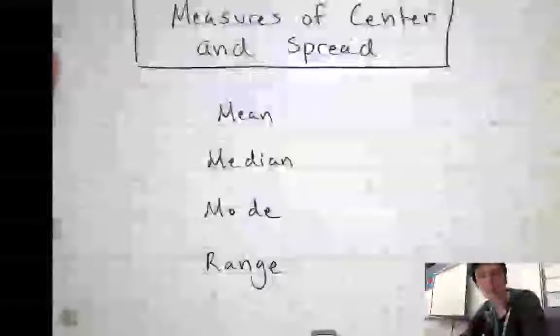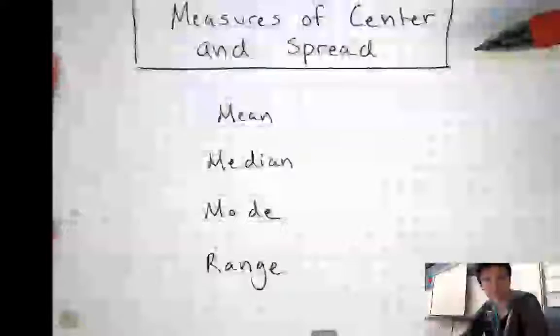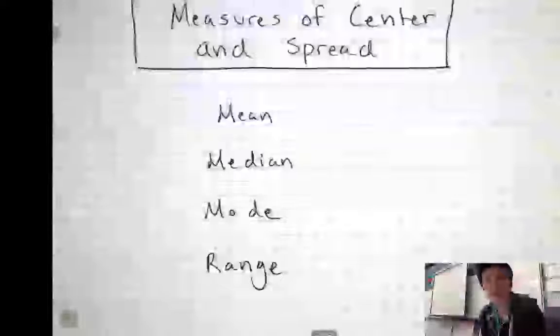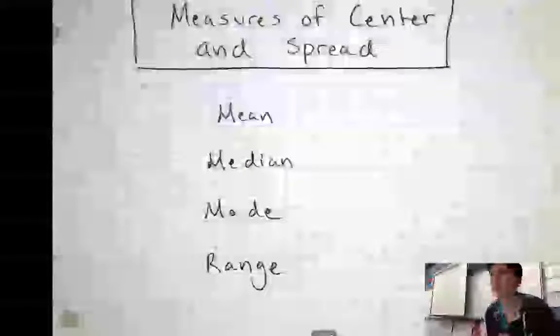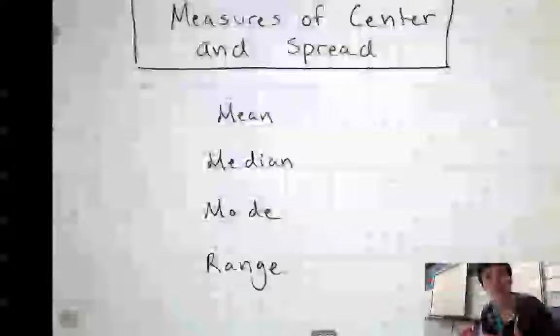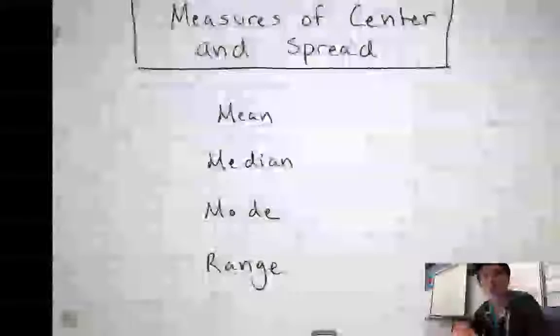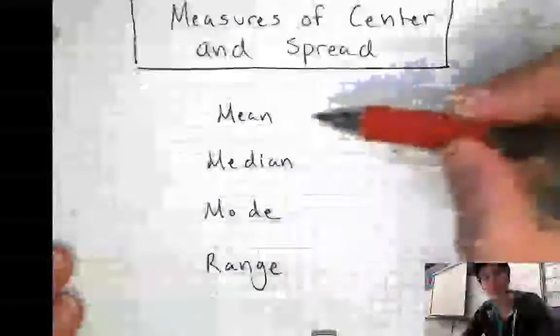Alright, hi guys. This video is on something called measures of center and spread. So if you're watching this video, we are probably in class working on collecting data and how to analyze data. There are so many different things you can do when you collect a bunch of data. One of the things you need to do is be able to describe it to others. And so one tool we have is we measure the spread and the center.